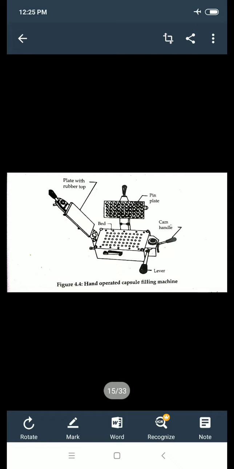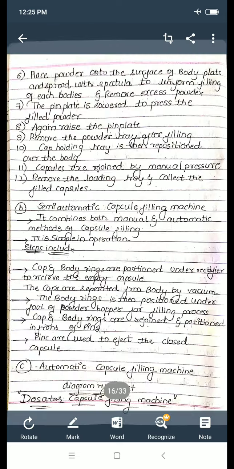So this was all about the procedure for hand operated capsule filling machine. Apart from this, there are also semi-automatic capsule filling machine. Okay, it combines both manually and automatic methods of capsule filling. It is a simple in operation.